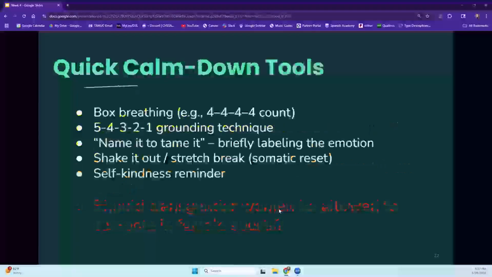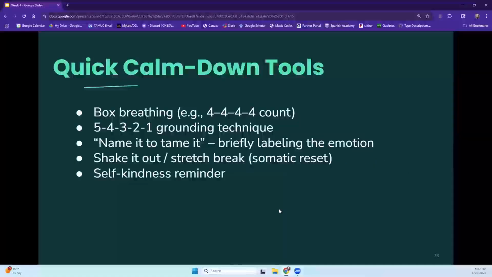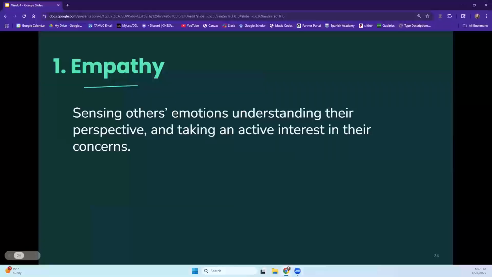After we did this activity in class, I had quick calm down tools available in case anybody needed them, but everyone seemed to have a really good time. That went really well. So again, empathy: we defined it as sensing the emotions of others and understanding their perspective, taking an active interest in their concerns. Next week, we'll pick up with the other two skills, organizational awareness and service orientation. That's where we're going to go from there.